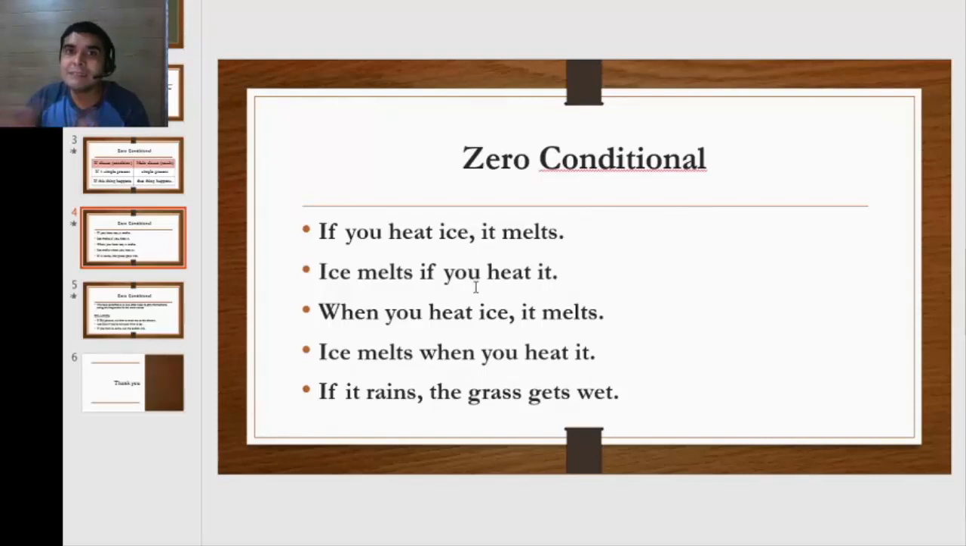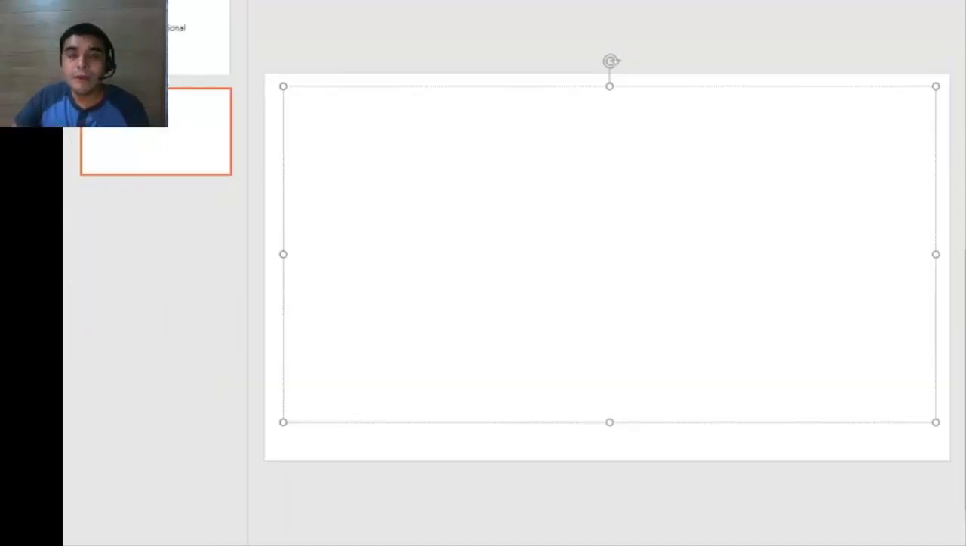So that's the most common and simple explanation, and as you see, this is how it works. There's no condition. For example, you say, if it rains, the grass gets wet. Let me write a few more examples for you. Remember, guys, with zero conditional we refer to things that are always true.